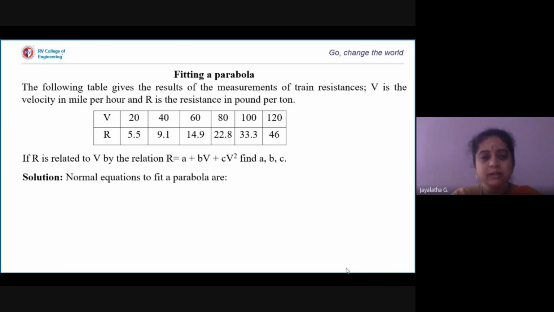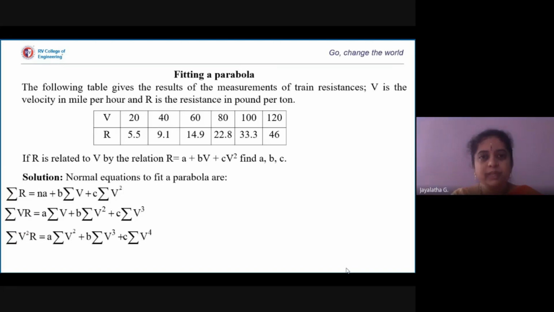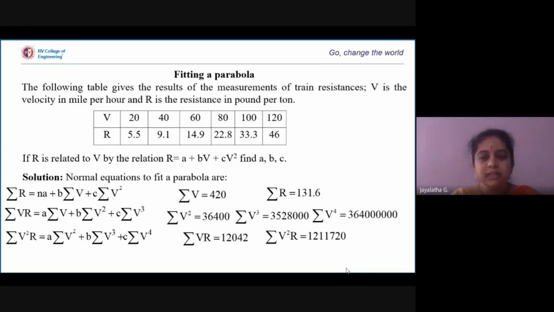So can you just recall the normal equations? You have three equations, right? These are the normal equations to fit a parabola. You need three equations because three unknowns are there. And these are the summation values I've directly given because there is no space here to put the table. And these are my A, B, C values, right?